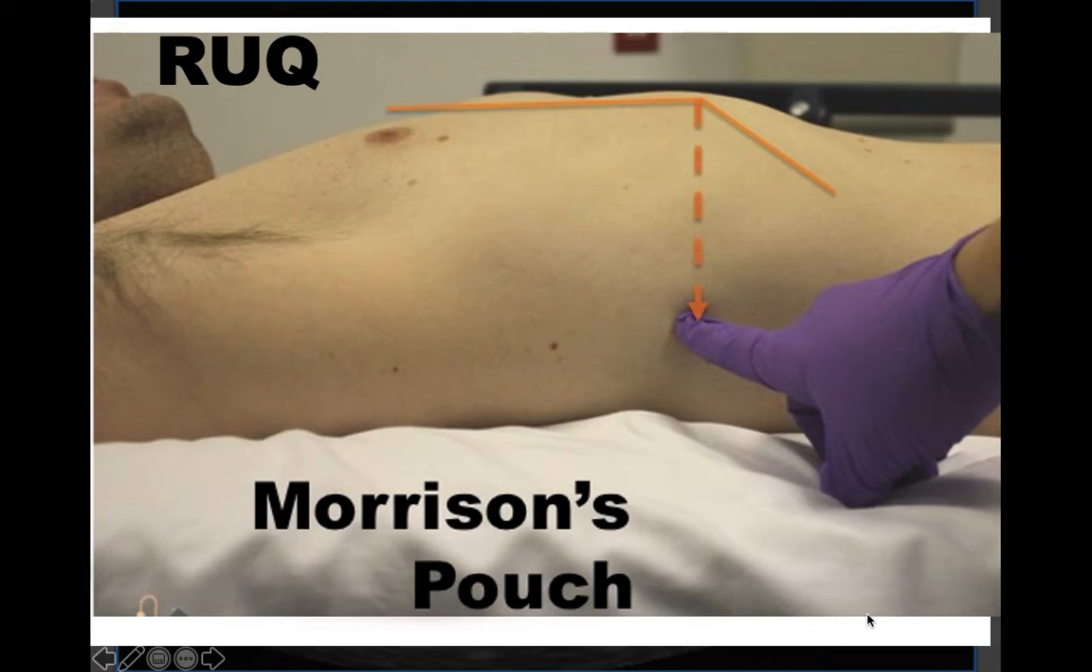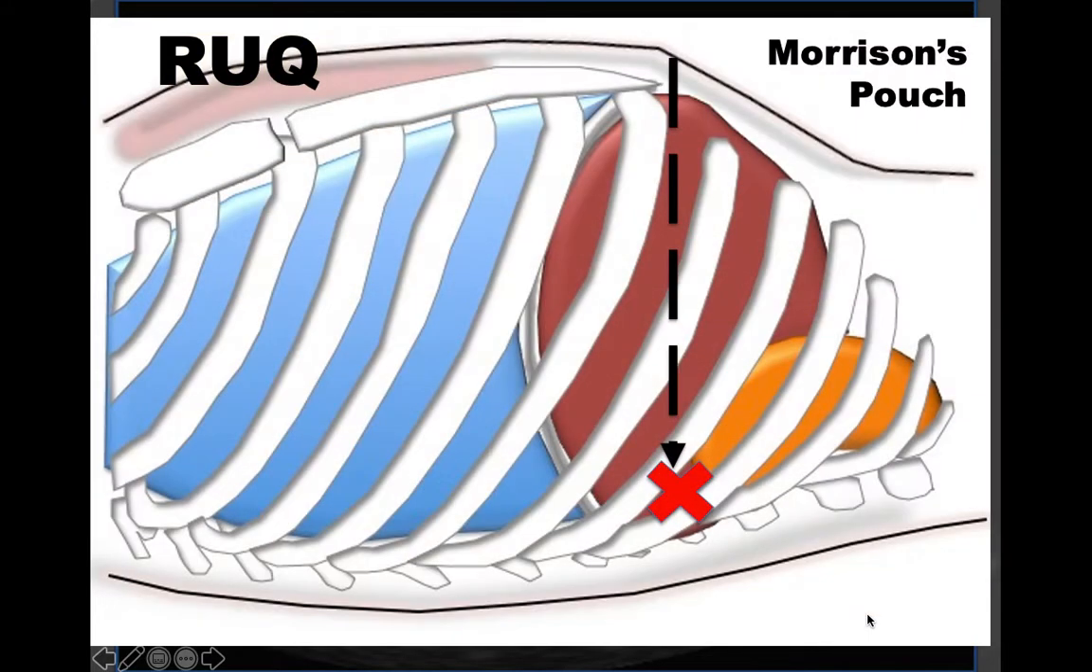Whew, that was a mouthful. I have an easier way for you to find the correct position for your right upper quadrant view. If you draw an imaginary line from the xiphoid process down to the mid-axillary line and you place your probe right there, you should be right at the level of Morrison's pouch 99.9% of the time.